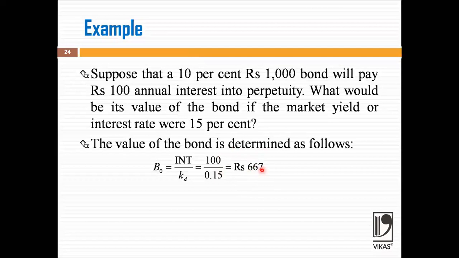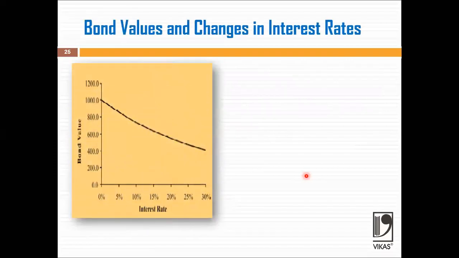So therefore, its market price also should be less than 1000, because in the market the bank pays 15%, but the bond pays 10. Therefore, the demand for this bond will be reduced, declined. Therefore, the market price also will go down, right?